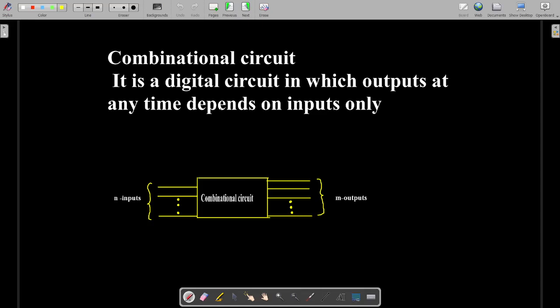So a combinational circuit is a digital circuit. Okay, so this is the block diagram for it, in which you have n number of inputs and m number of outputs. And always these m number of outputs depend on the inputs. They don't depend on any other thing. The outputs at any time depend on the inputs. Then we can say that it is a combinational circuit.